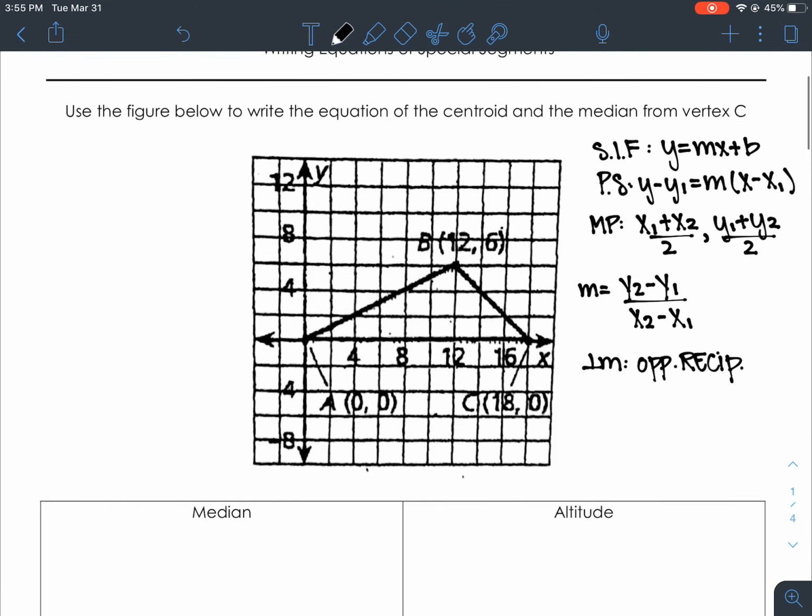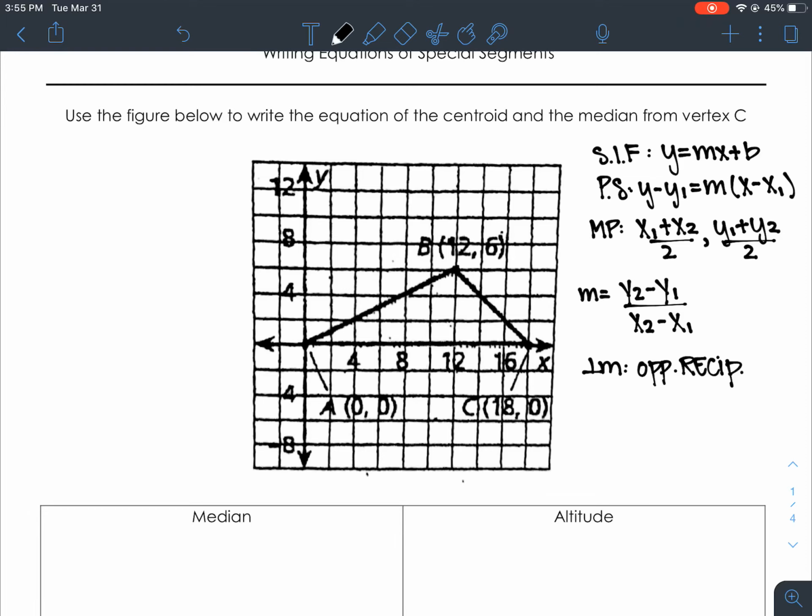Okay. So like I said before, the key to this is knowing your vocab. And so if we read the directions, and there's a typo in here, but it says using the figure below, write the equation of the, it's supposed to be altitude and the median from vertex C. But what I want you guys to focus on is this, from vertex C. It's telling you what vertex it has to come from, which is significant because your answers would be different if you're coming from point B or point A or point C. So you have to know what vertex you're coming from, okay? So we're going to start with finding the median, and let's just do a quick recap of what a median is.